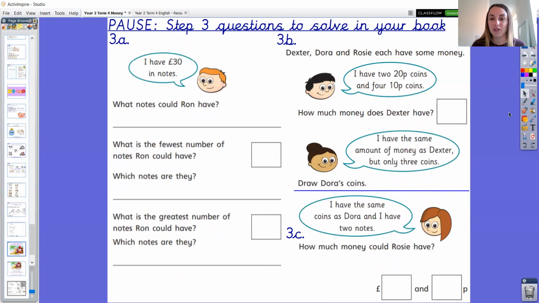So on your screen now, you can see the step 3 questions. There are 3A, 3B, and 3C. So if you really want to challenge yourself today, it'd be amazing to see you complete all 3 of these. So please pause the video here to complete step 3.